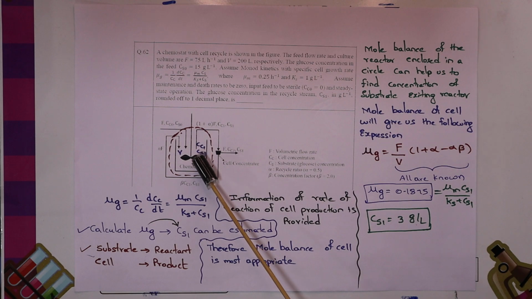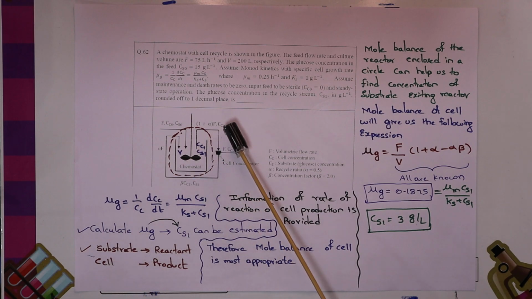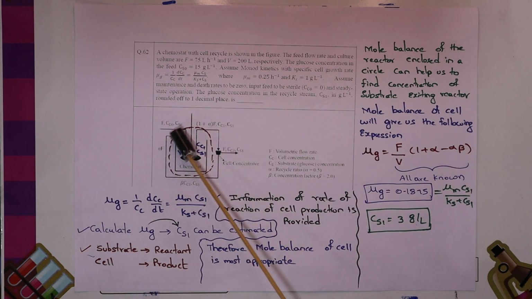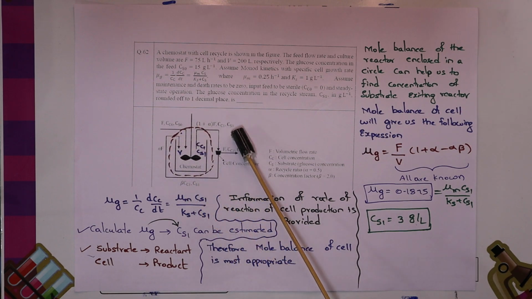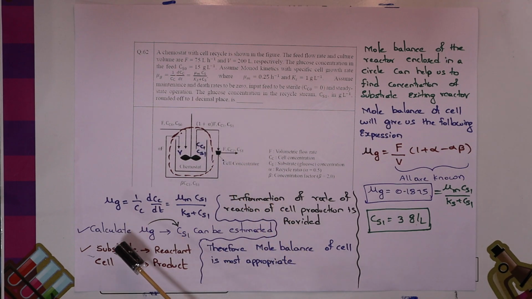That means what glucose concentration is left in the reactor. CS1 is in the inner loop, so you can concentrate on this particular circle. If you do the mass balance or mole balance in this loop, you can find out CS1, which is the concentration of glucose exiting the reactor. That is what we will solve one by one.